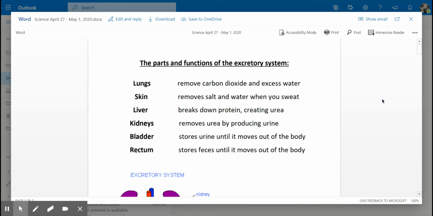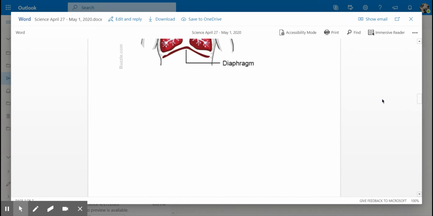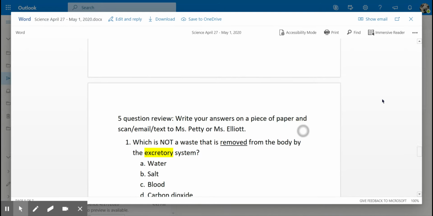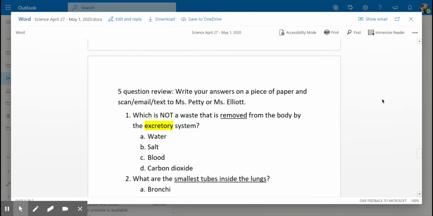Well, we know that water is removed, right? Because it says the skin removes water. We know that salt is removed because the skin also removes salt. And we know carbon dioxide is removed because it says removes salt, removes water, removes carbon dioxide. So our answer is going to have to be blood. That is correct. So the first answer is C, blood.